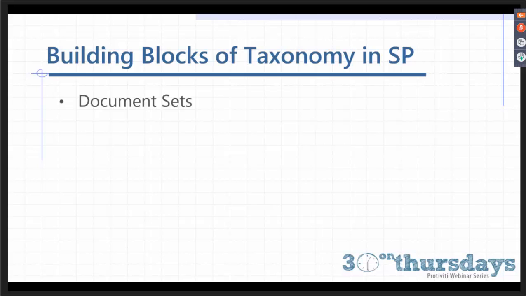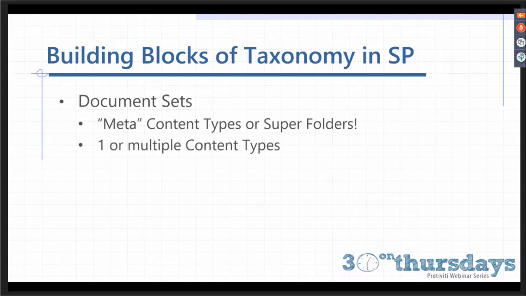Then beyond that, we have the idea of document sets. As I mentioned, document sets are kind of meta content types. They are a content type that houses other content types. I like to say they're super folders. So they are very much like a folder in that they're meant to hold a bunch of different types of documents. You can have one or multiple content types in there.